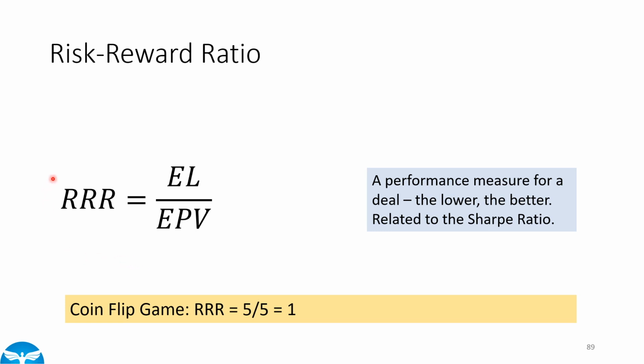And in this case, we have a ratio which is simply defined as the ratio between the expected loss and the expected present value. There are many performance measures in the investment space like this. You may have heard about the Sharpe ratio that is used by wealth managers and asset managers. And there are also other measures like the Omega measure, which is very close to the risk-reward ratio. But this is not that important.